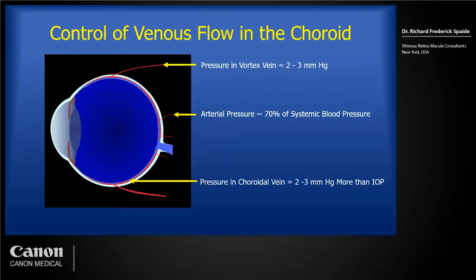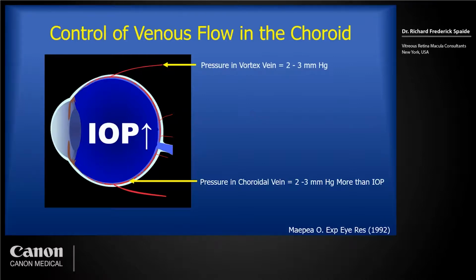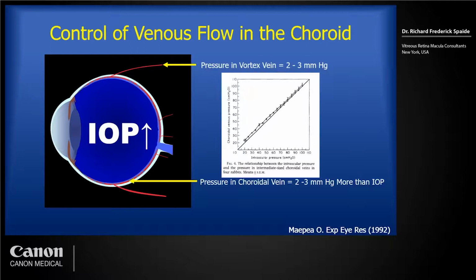You would think that if you increase the intraocular pressure by a few millimeters of mercury, you would cause the collapse of the choroidal blood vessels, since the blood pressure in the choroidal veins is only 2 to 3 millimeters of mercury higher than the intraocular pressure. But that would be exactly wrong. When the intraocular pressure is increased, the pressure in the choroidal vein increases by a similar amount and always remains 2 to 3 millimeters more than the intraocular pressure. This continues until the point where the intraocular pressure is approximately equal to the systolic blood pressure.